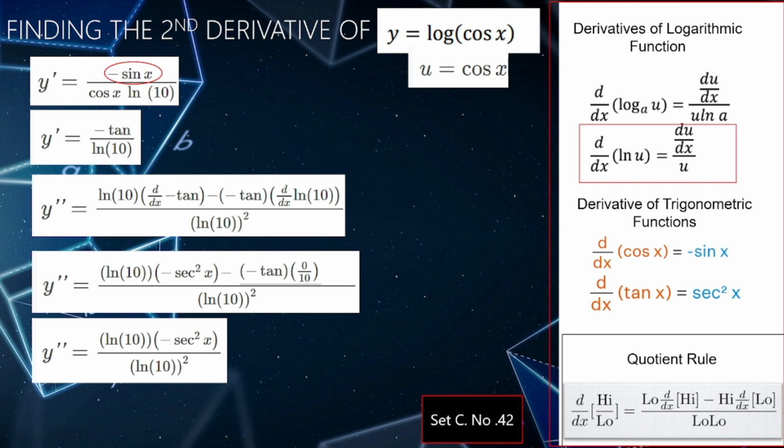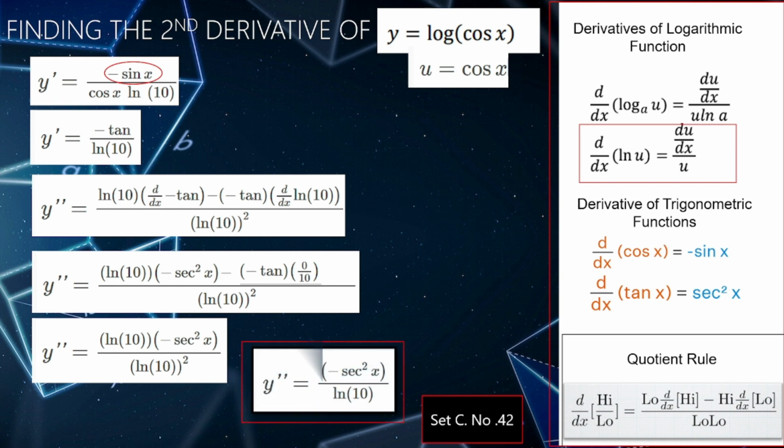Therefore, we will have the second derivative equal to ln 10 times negative secant squared x over ln 10 quantity squared. Therefore, we can simplify this further by cancelling out the ln 10 from numerator and denominator. And then we will have the second derivative of y is equal to negative secant squared x over ln 10.